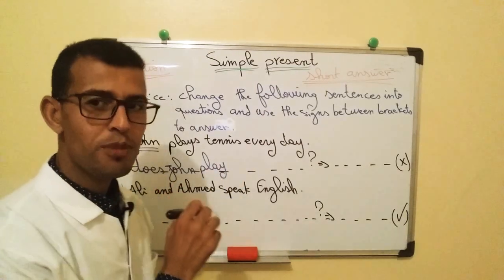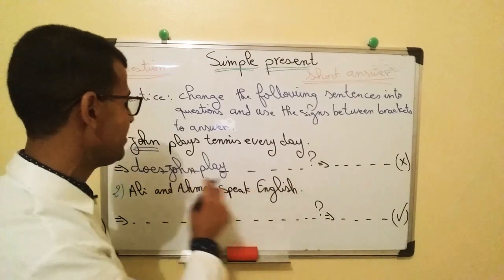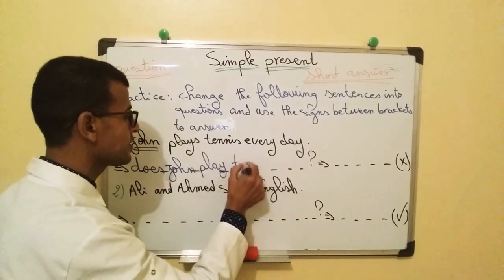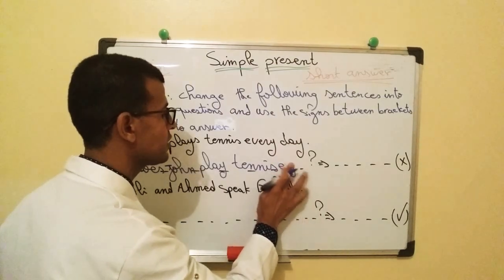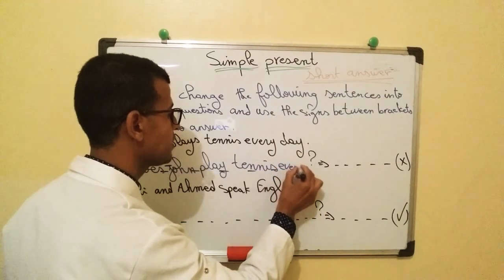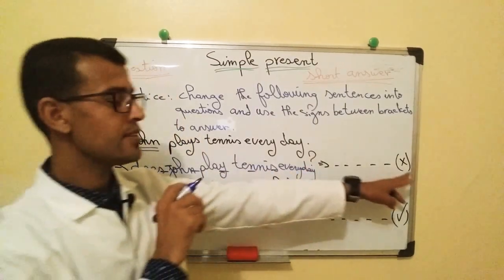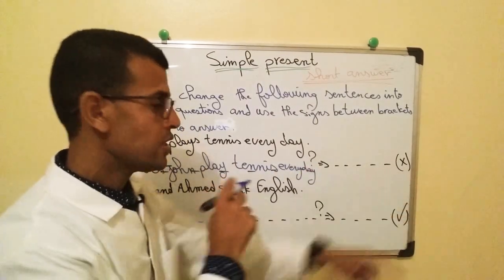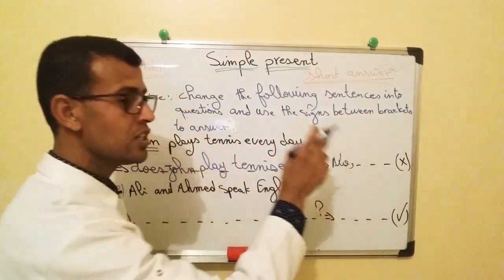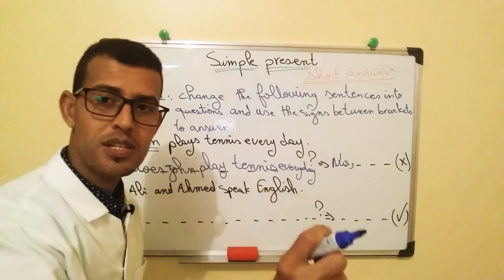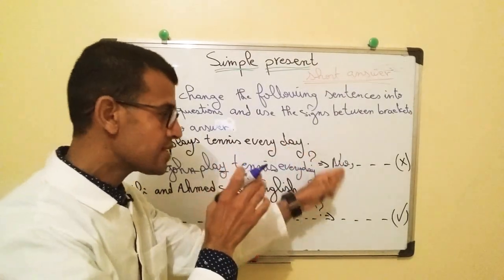So does John play or plays? Very good. Play, because the verb is in the infinitive. Does John play tennis every day? So here the answer is no. I want you to answer with no. And in a short answer, we always use the subjects. We don't use proper nouns or names of places. So we use just subject pronouns.